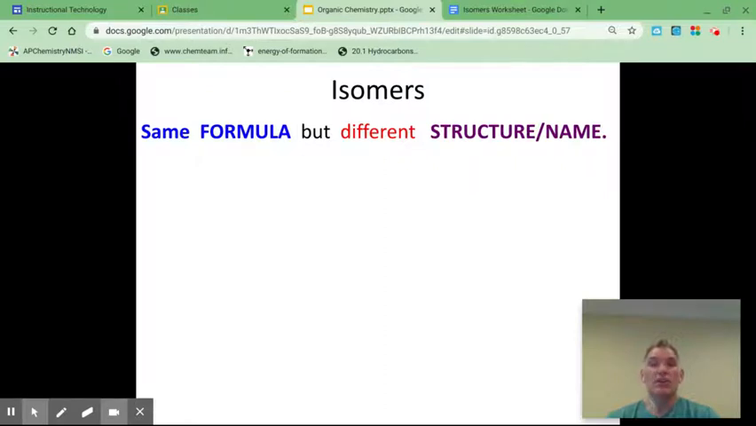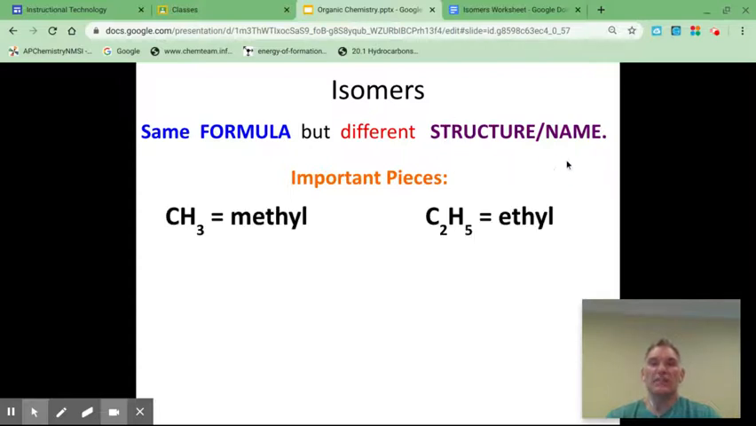Now, when we're doing isomers, we have to understand that there are going to be two new important pieces that show up. And we're going to see mostly today only one of those pieces. And then I'll give you an example at the end of the other piece. When we move things around to change the structure, you're going to get two new things called methyl and ethyl. Methyl is CH3. Ethyl is C2H5.